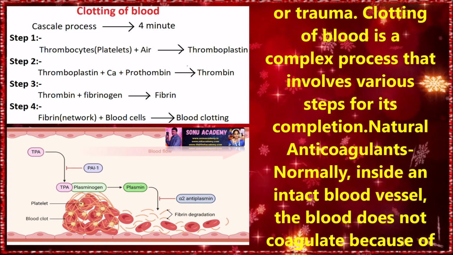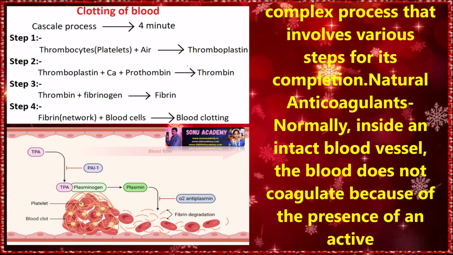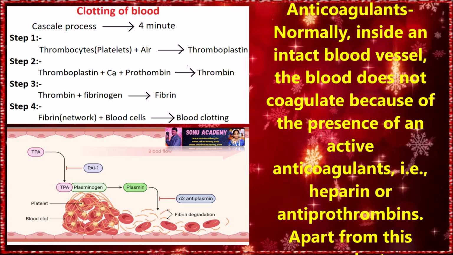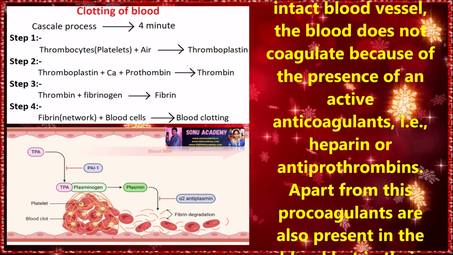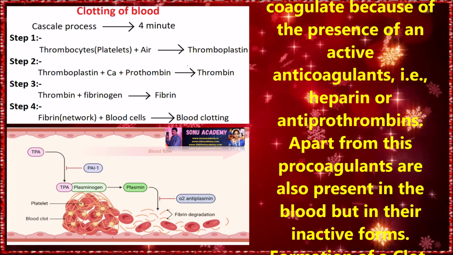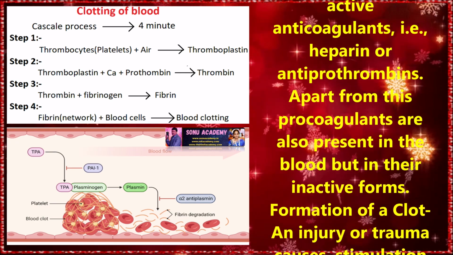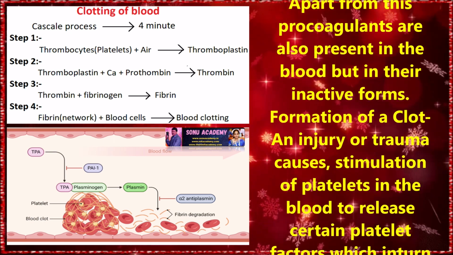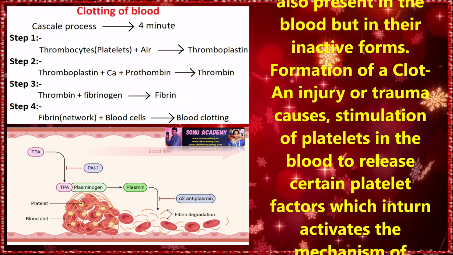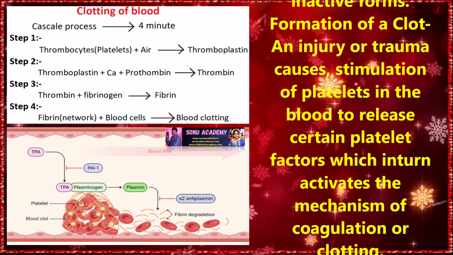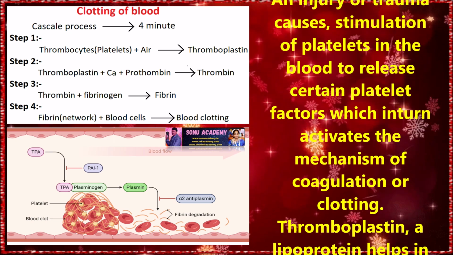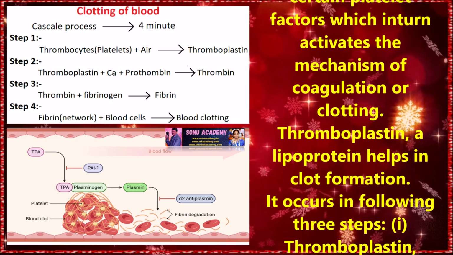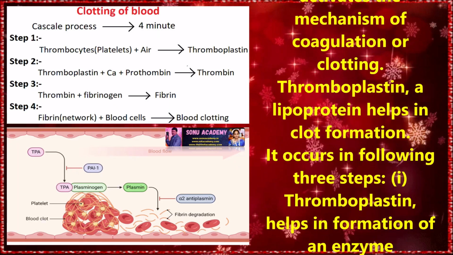Let us discuss natural anticoagulants. Normally, inside an intact blood vessel, the blood does not coagulate because of the presence of anticoagulants, that is heparin and antiprothrombins. Apart from this, procoagulants are also present in the blood but in their inactive forms. Now let us discuss the formation of a clot. An injury or trauma causes stimulation of platelets in the blood to release certain platelet factors, which in turn activate the mechanism of coagulation or clotting.